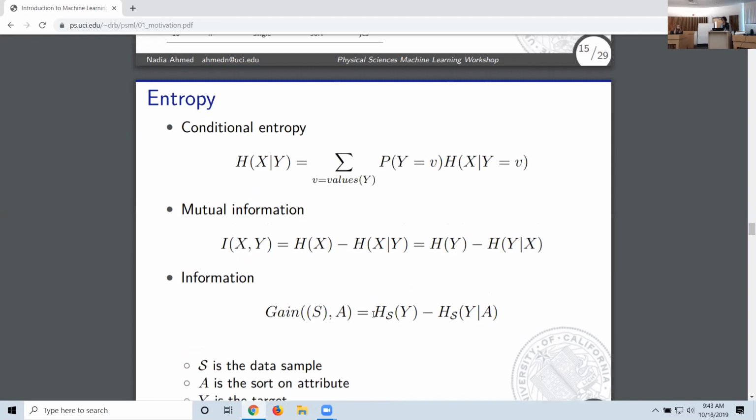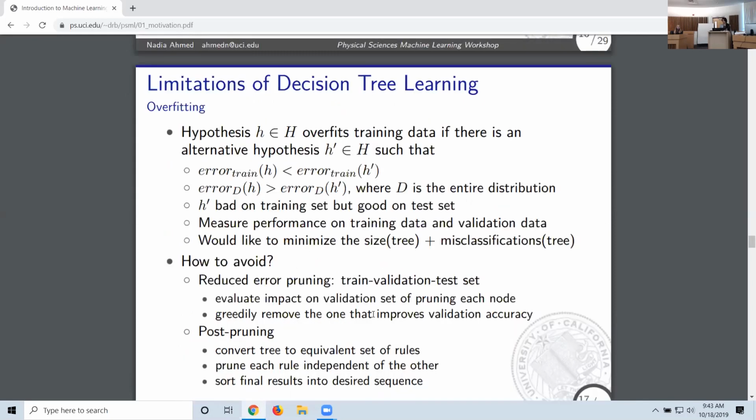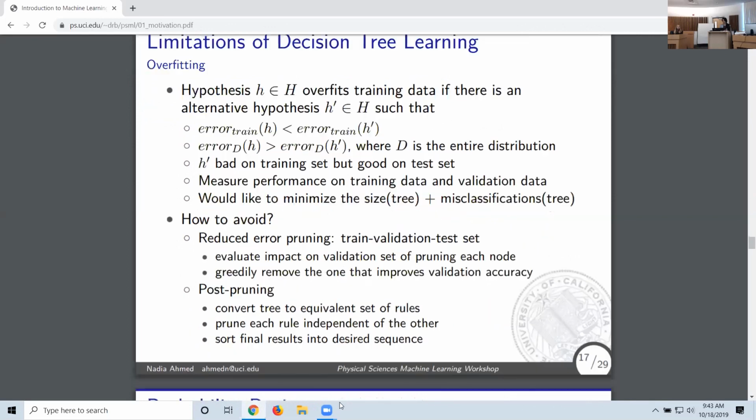So there's a lot of things that you can take into consideration, but this is the main method that we use to decide whether or not a particular decision tree is a good decision tree over another. Now, there are certain limitations to decision tree learning.